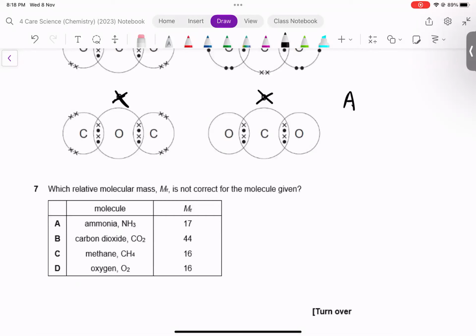Now, question 7, I don't think it's very, very difficult. It's quite straightforward. Just calculating Mr. O2 should be 2 times 16, right? Therefore, it's 32, not 16. That is question number 7. Okay?